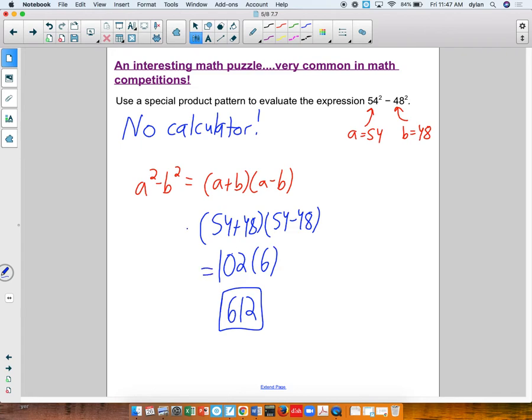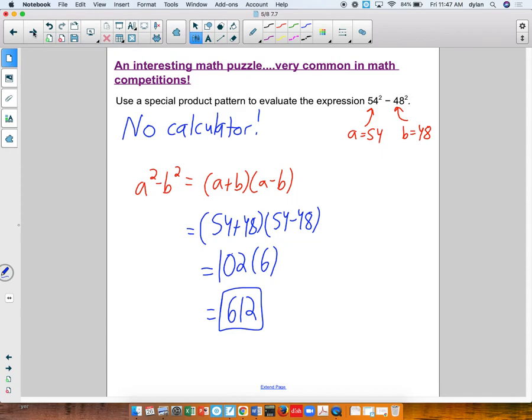So this is a really common math competition question because it's checking to see if you know your shortcuts and you know your sum and difference patterns. Because otherwise, yeah, this would be a pretty complicated problem to actually try to figure out.